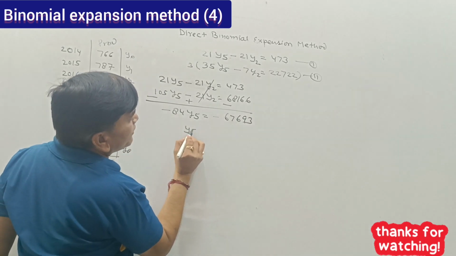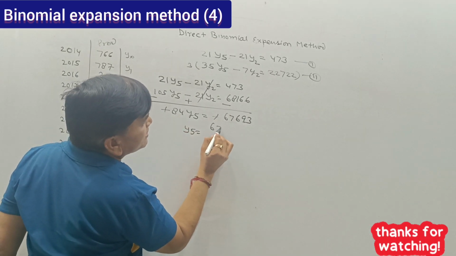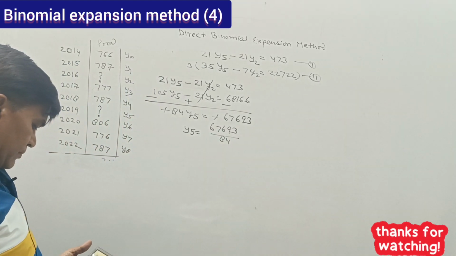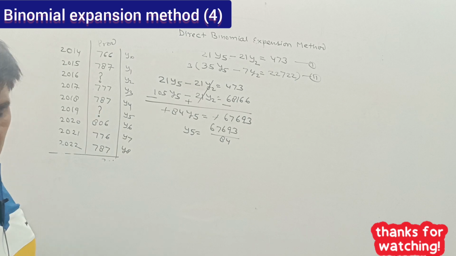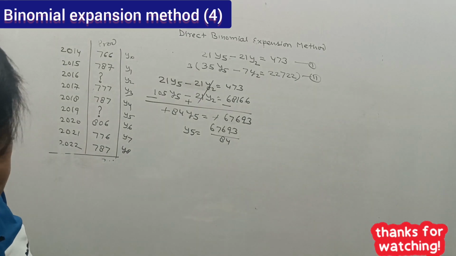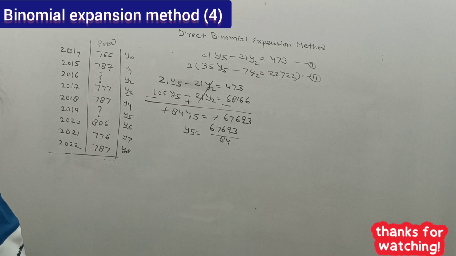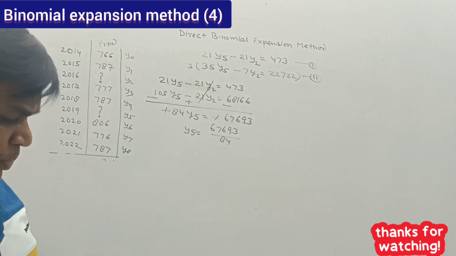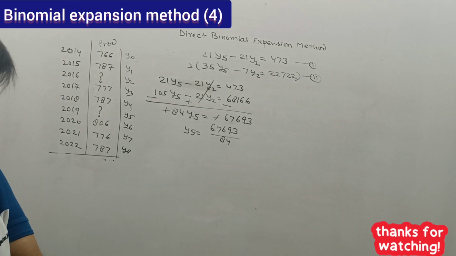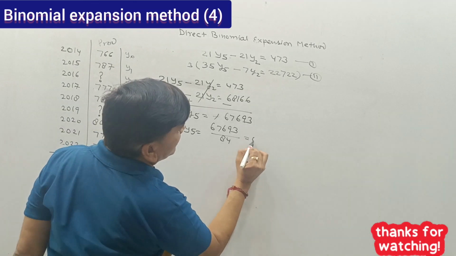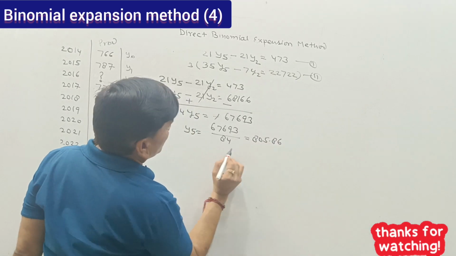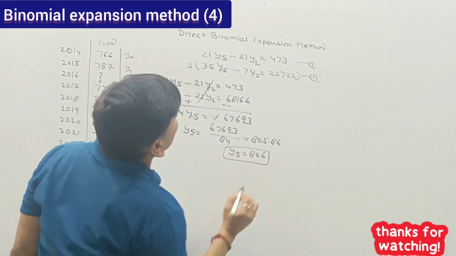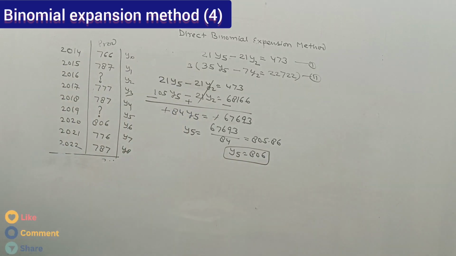67693. So y5 value is equal to 67693 divided by 84. So that is 805.86. That is 805.86, or we can write that 806. So the first missing value we have calculated, that is 806.